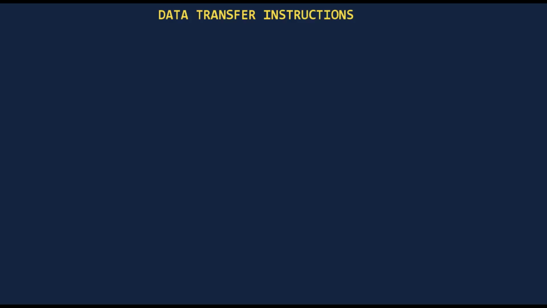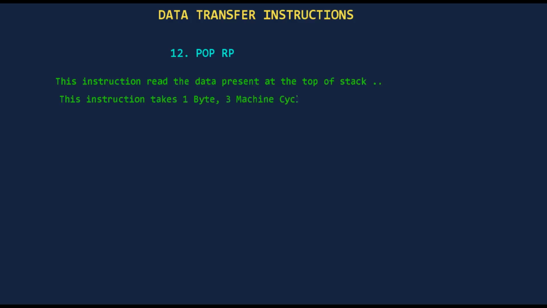Now this instruction reads the data present at the top of the stack. It is written as POP RP, where RP stands for register pair. This instruction takes 1 byte of memory, 3 machine cycles and 10 T-states.